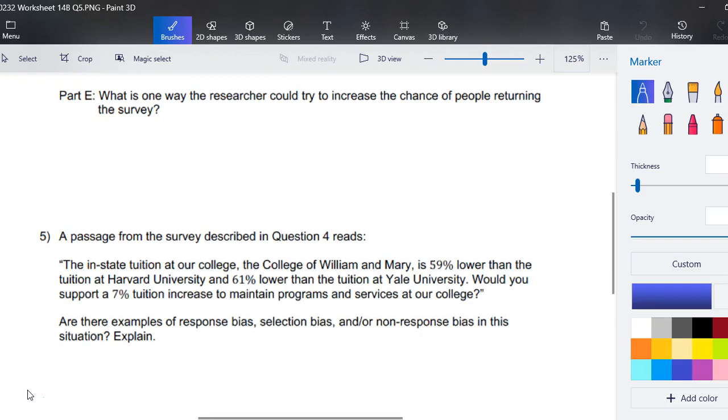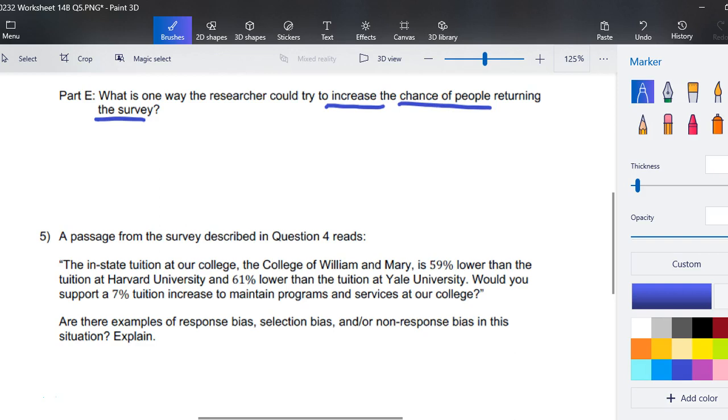So finally, on question E, what is one way that the researcher could try to increase the chance of people returning the survey? The researcher could offer an incentive, like a coupon for pizza or for ice cream if you return the survey. The researcher could have those students who return the survey fill out a ticket that would later be placed in a drawing, and then one lucky winner would win a $50 gift certificate.